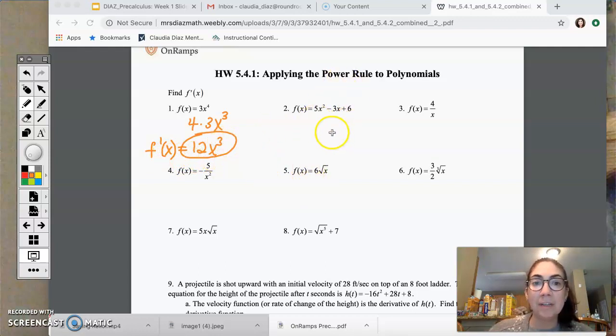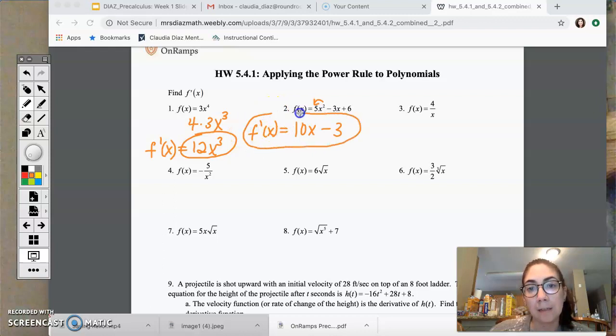Okay? If you look at number 2, you're going to do the same thing. We're going to bring the exponent to the front, and you're going to take each piece individually. So it'll be like 10x minus 3. And again, don't forget that notation, f prime of x equals 10x minus 3. Now remember, whenever you have a constant, the derivative of a constant is 0. So that number will go away.